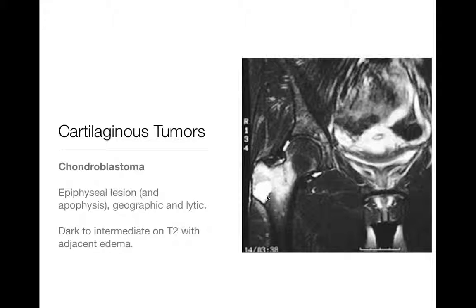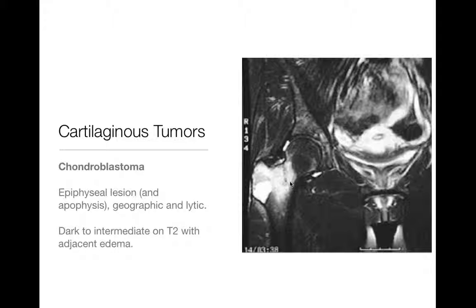And this one also shows us that this lesion has a fluid level, which if you will remember on our differential diagnosis for fluid levels on MR, chondroblastoma is on that list. The other things, again, are giant cell tumor, aneurysmal bone cyst, and a telangiectatic osteosarcoma.